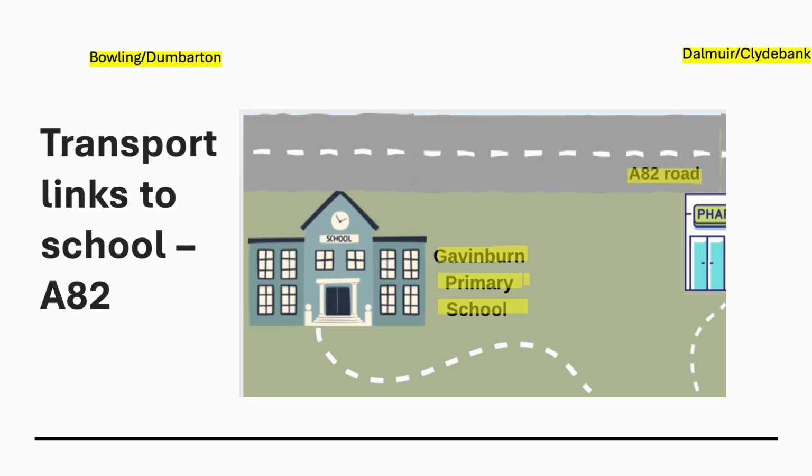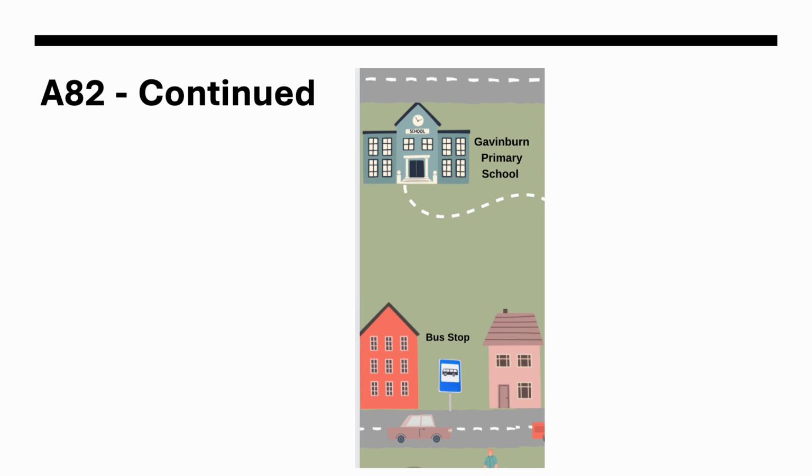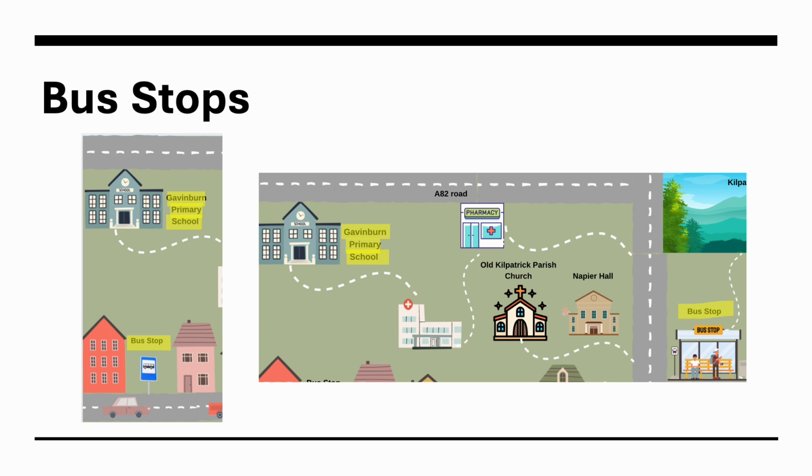Gavin is also near the A82, which gives good road connectivity from other connecting communities such as Dumbarton, Bowling, Dalmuir and Clydebank, where the head teacher said some learners commute from by car. Buses also travel via the A82, making school accessible for those who do not drive. There are multiple bus stops located around the village. I have displayed 2 here which are within a 3 to 10 minute walk from Gavin. The buses travel through Kilpatrick from connecting communities, therefore it is very accessible to the majority of pupils.